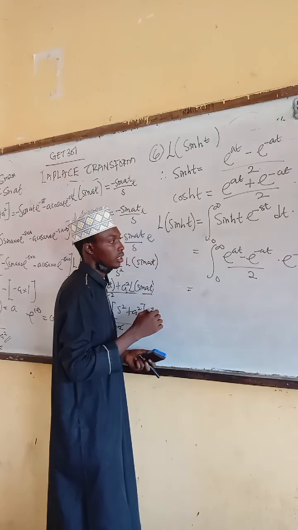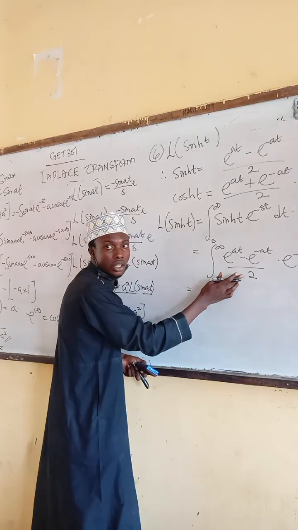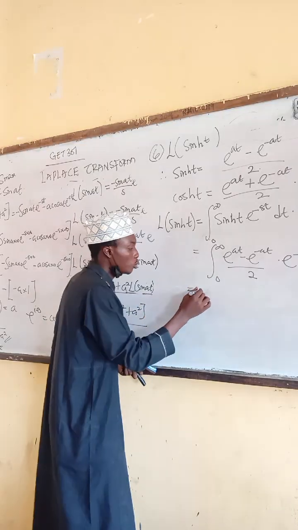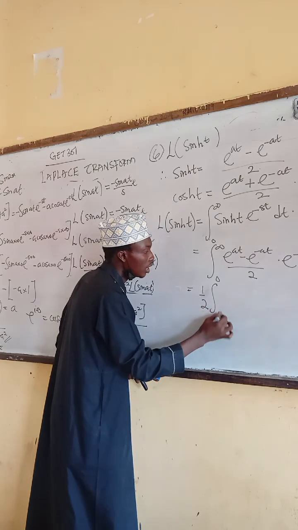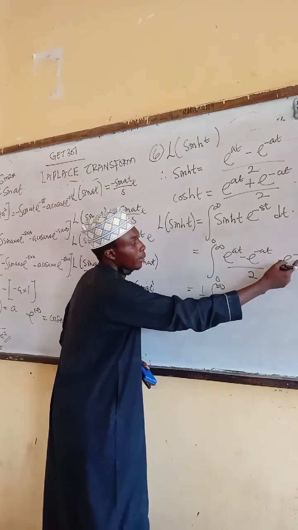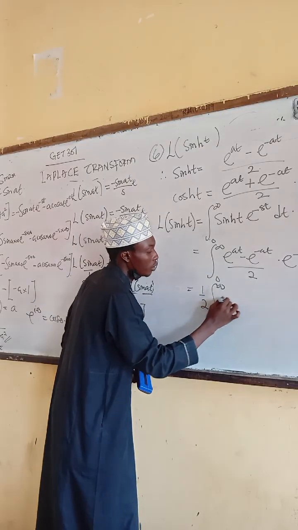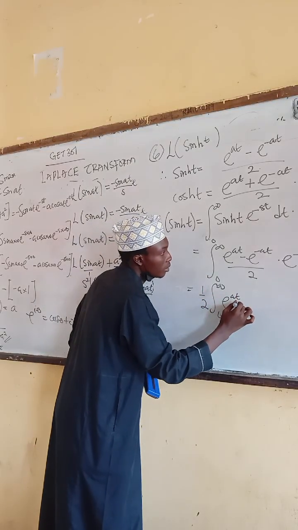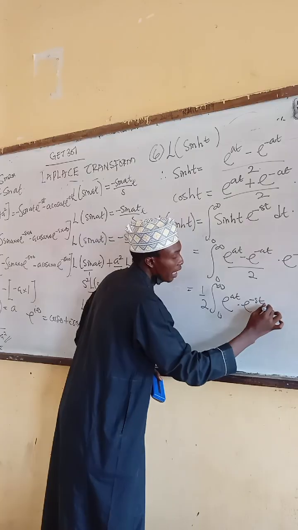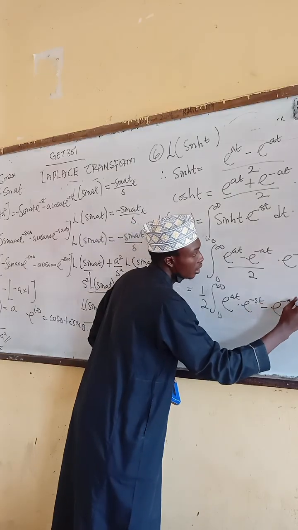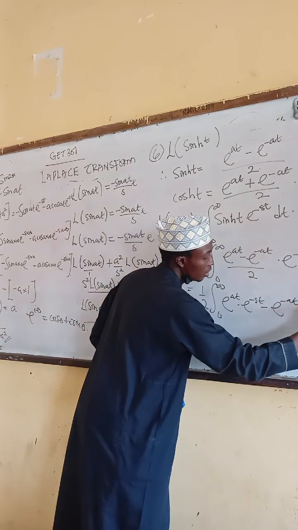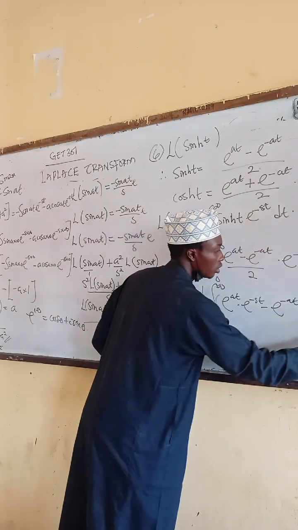Now from this place, this over 2 like this, I can take it out, right? To be 1 over 2 integral of 0 to infinity. This exponential minus st is actually multiplying both, right? So something like this: exponential at times exponential minus st, minus exponential minus at times exponential minus st, all dt.